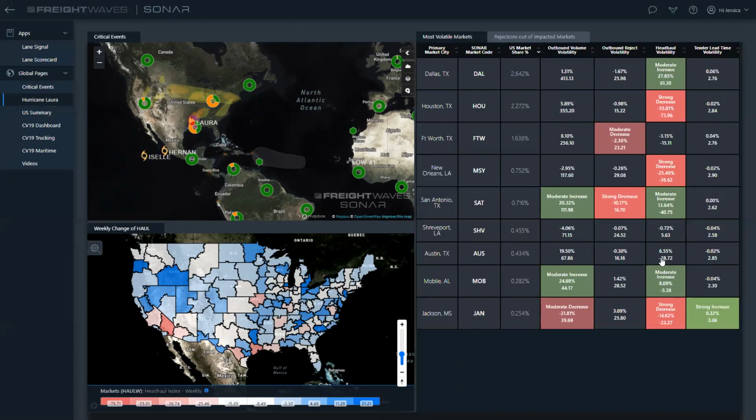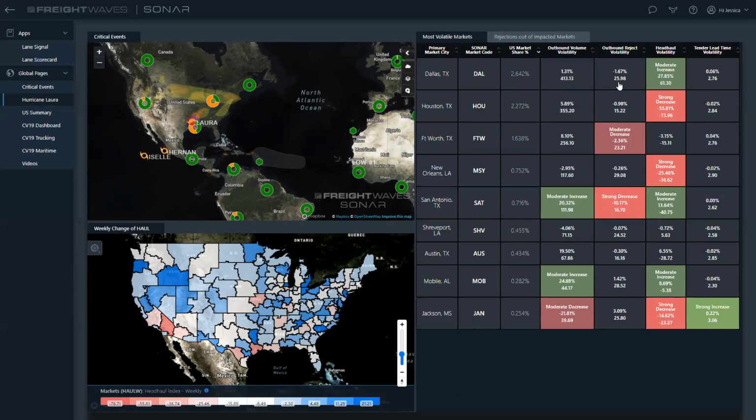On the right-hand side is our volatility widget with the impacted markets for Hurricane Laura. You can see Dallas, Houston, Fort Worth, New Orleans, San Antonio, Shreveport, Austin, Mobile, and Jackson, Mississippi. We are tracking 4 different data sets: outbound volume, outbound rejections, head haul, and tender lead time. The bottom number of each one of these widgets shows you the current value. So for example, Dallas, Texas has a 26% rejection rate as of yesterday. So 26% of all freight coming out of Dallas is being rejected.